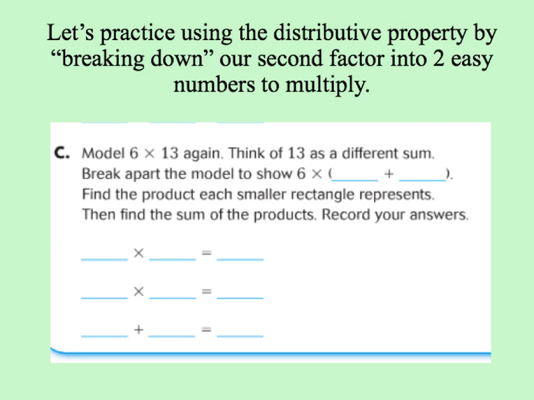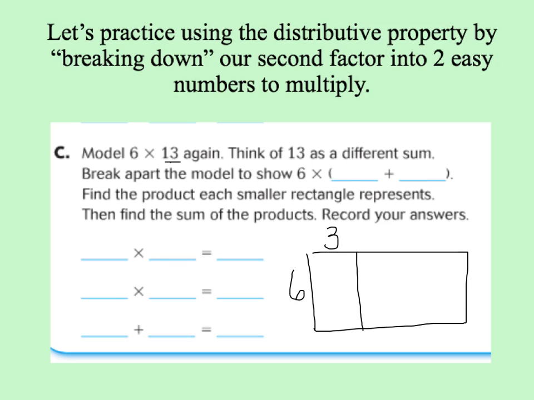Okay, we're going to continue practicing. Let's go ahead and use the distributive property and break down our second factor, which is the 13, into 2 easy numbers to multiply. I'm going to go ahead and draw my 6 side. I could break 13 down into 4 plus 9, 10 plus 3. We've already done 8 plus 5. I think for now, I'm going to break this down into 3 plus 10, because I know 3 plus 10 is 13, and that's really easy for me to think about. So 6 times 3 plus 10. That's the same thing as 6 times 13, right? All right, let's go ahead and do it.